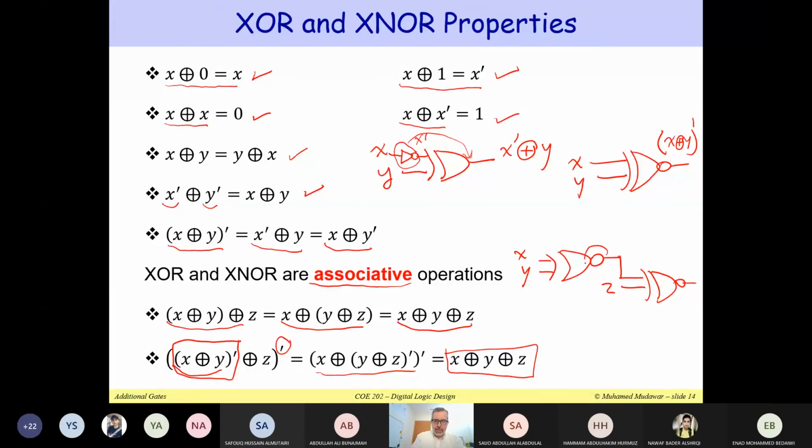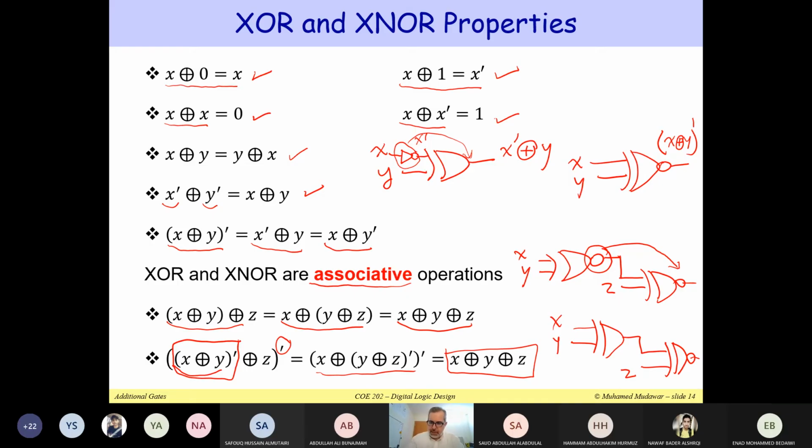Now you can move this bubble here from the input to the output. So this means that these two circuits here are identical. This is X, this is Y, this is Z. Notice that what we have done is that we move this bubble from here to the output, and basically we are inverting the inverted output, so you can get rid of this bubble.